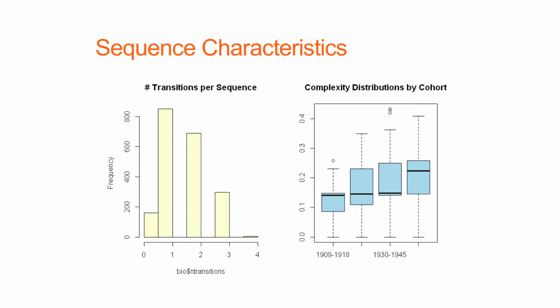So after calculating complexity, we can do things like compare the distributions of complexity by group. So here I ran it by cohort. The complexity is actually a combination of the number of transitions and the entropy of the variability of the numbers of states that are in a particular sequence. Where's the entropy? Entropy of the distribution of states.